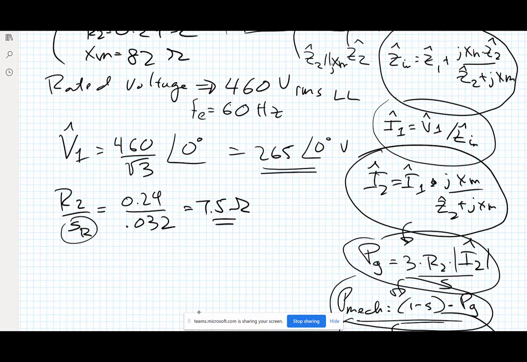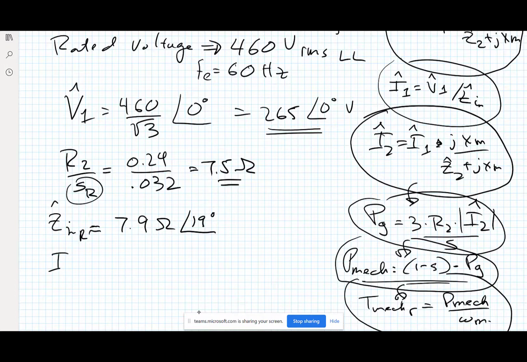And so the Z in under rated conditions ends up being 7.9 ohms, and then the angle of that impedance is 19 degrees. Now, to find the output torque, I only care about the magnitude, but I could also find the input power factor if I want.